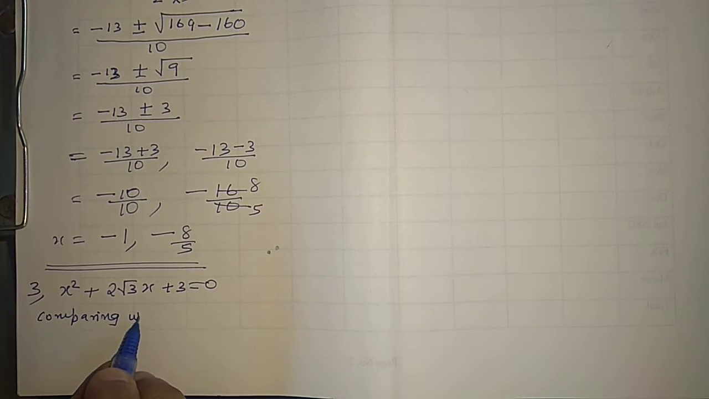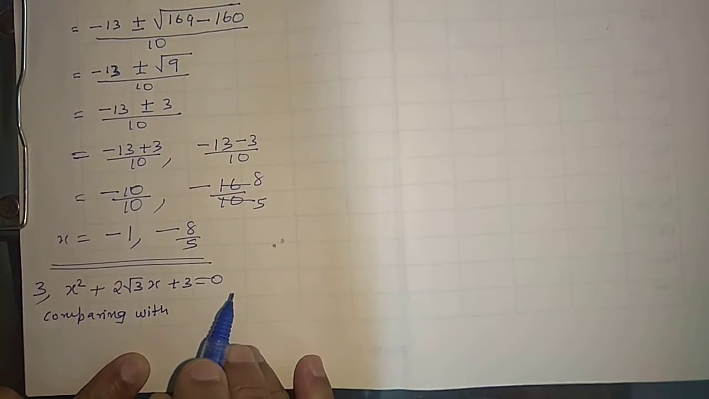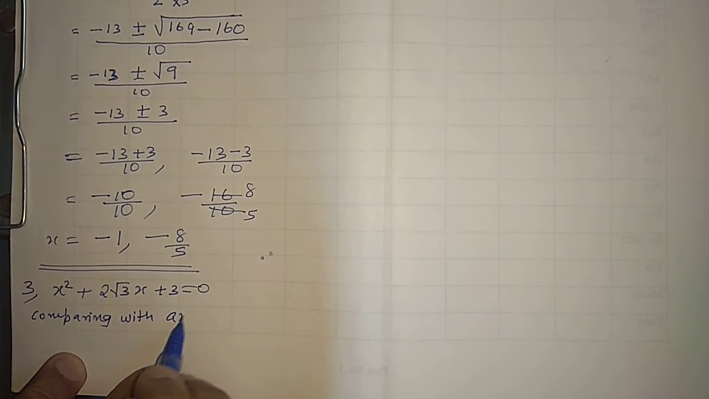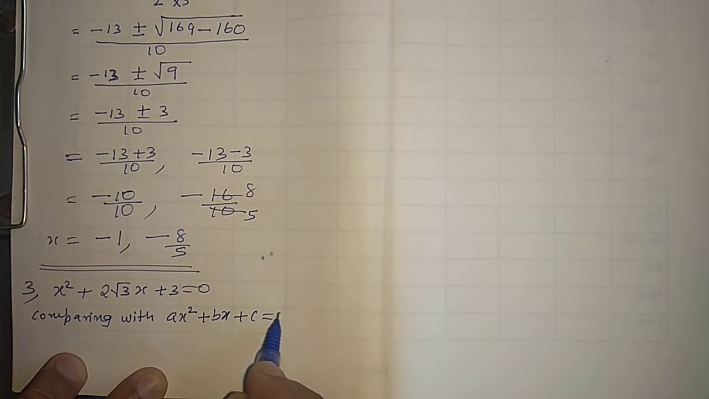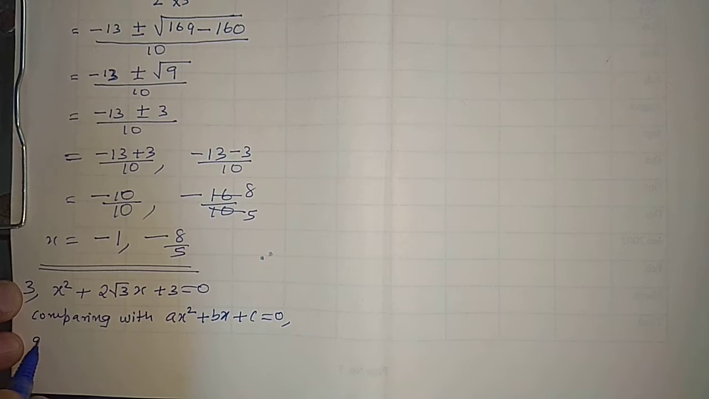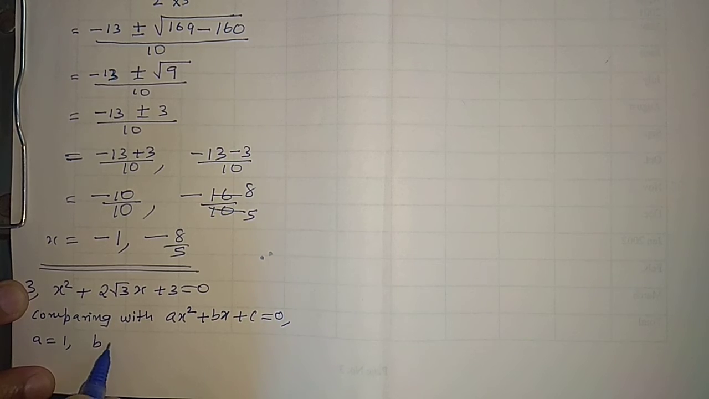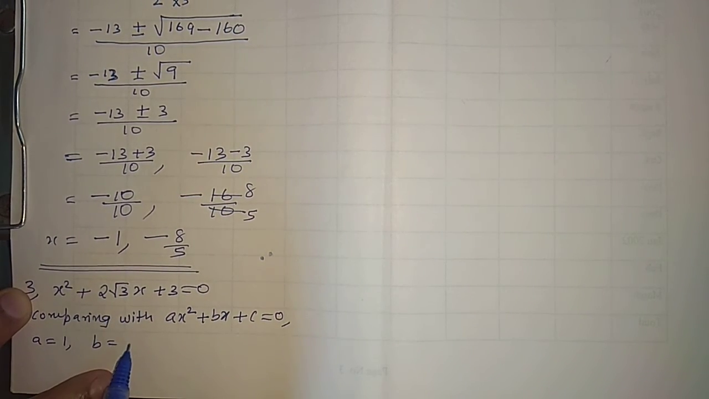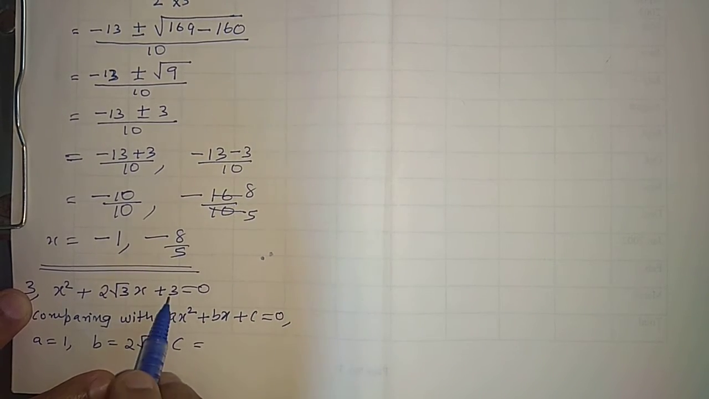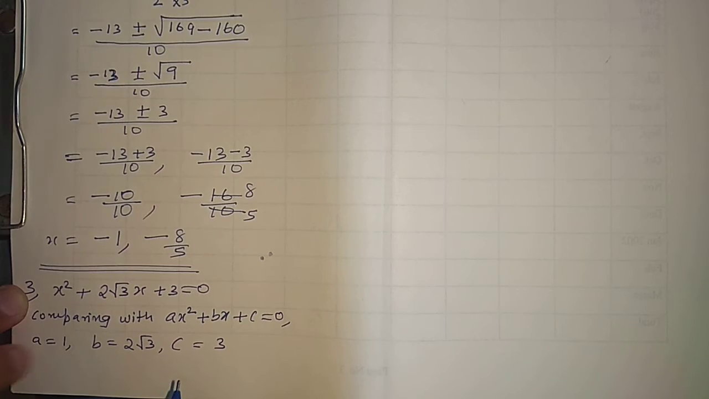Comparing with ax square plus bx plus c equal to 0. A is the x square coefficient, here 1. B is the x coefficient, which is 2 into root 3. C is the constant term, which is 3.